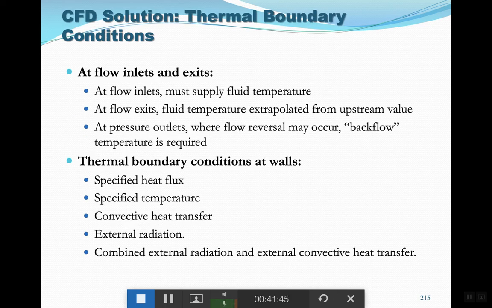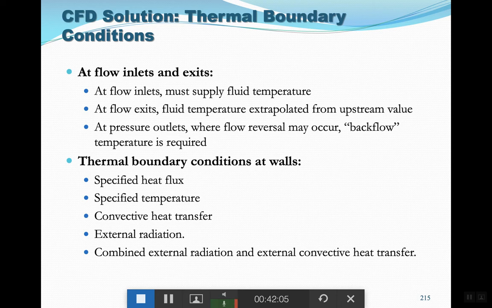So in CFD simulation, thermal boundary conditions usually are either at the walls or at the inlet and exits of the flow. If you're talking about the inlet, usually you have to supply the fluid temperature. At the exit, you should supply the backflow temperature.